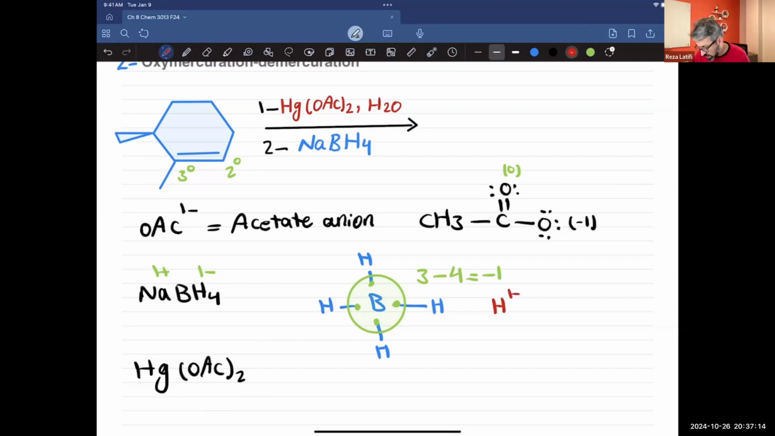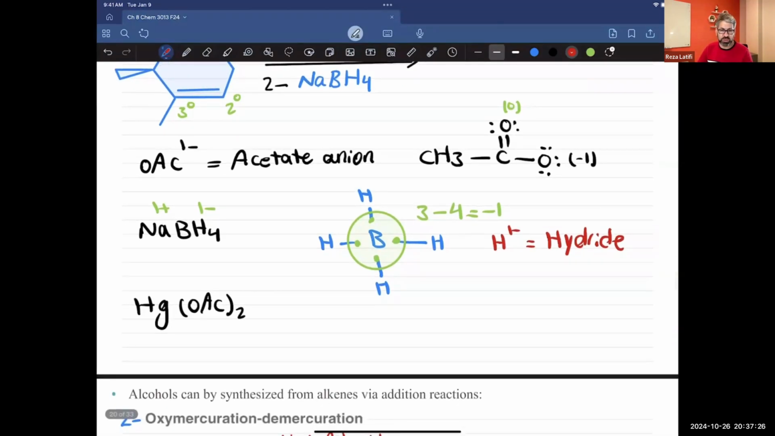Hydrogen here will have -1, and it will behave as hydride. It's not hydrogen cation. It's not H+. It's H-. It has an extra electron. That means it can behave as a nucleophile, and get rid of a leaving group.